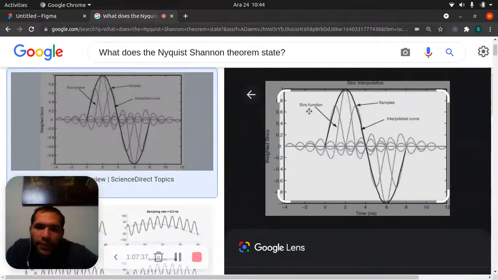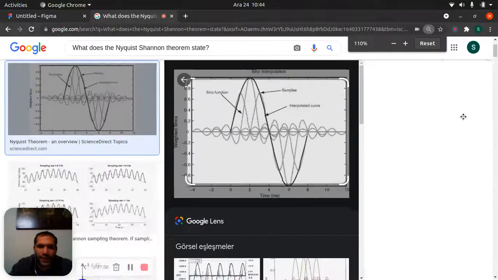Anyway, we have the sinc function. Have you seen it? This one is inside that. And we have our samples in time, and we have the sinc function. We have to use this function to solve our problem here. So we can find it step by step.